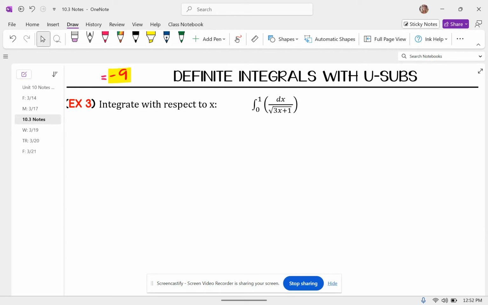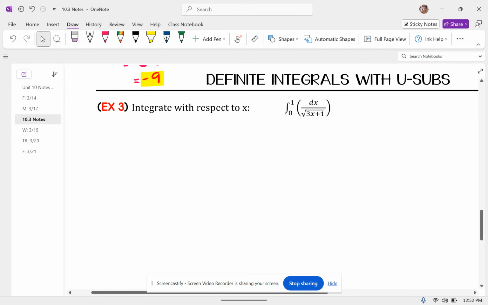Okay? So, two things need to happen. You need to have a definite integral, so you need to have bounds, and you need to be using U substitution. Can you evaluate a definite integral without U substitution? Yeah, we just did like 6 examples, right? But some structures of the integrals lend themselves to needing U substitution, okay? So, let's look at this one.